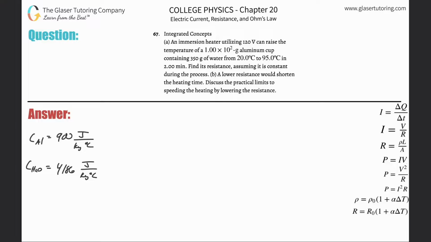Number 67, integrated concepts. Letter A, an immersion heater using 120 volts can raise the temperature of a 100 gram aluminum cup containing 350 grams of water from 20 to 95 in 2 minutes. Find its resistance, assuming constant.